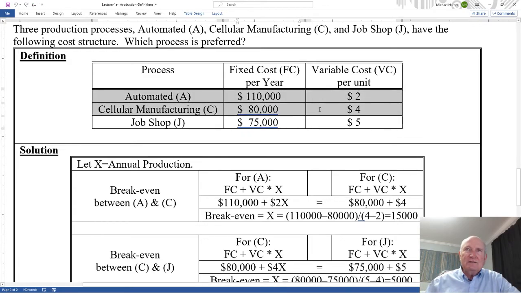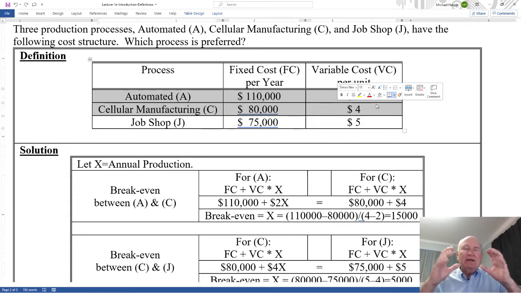What about automated and cellular? Well, the savings is $2. The difference is, what is this, 30,000? So 30,000 over 2 is 15,000. So the break-even is 5,000 between these two, and 15,000 between those two. Somewhere between 5 and 15, that's pretty much what the answer should be. You get a feel for what the answer is.